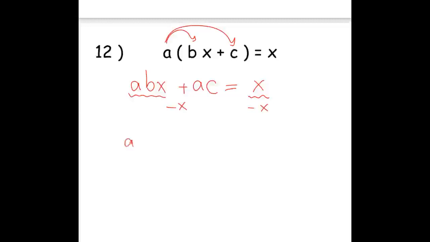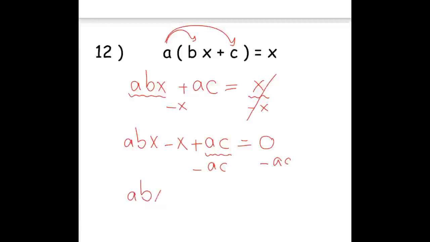So here will be abx minus x plus ac equals, this will go with this, x minus x equals 0. Do not be confused and don't make it 1. x minus x equals 0. Then here we have a visitor that we don't want, so I will minus ac on both sides. So abx minus x equals 0 minus anything, we cross the 0 and write the term as it is. So it will be minus ac.